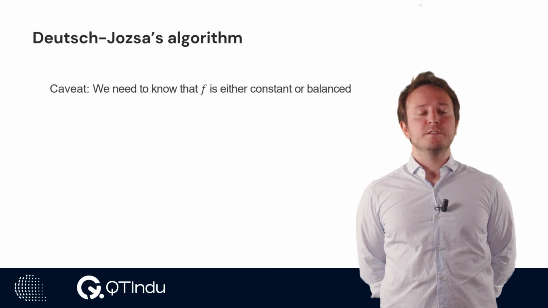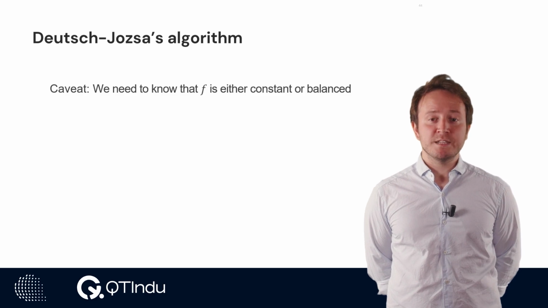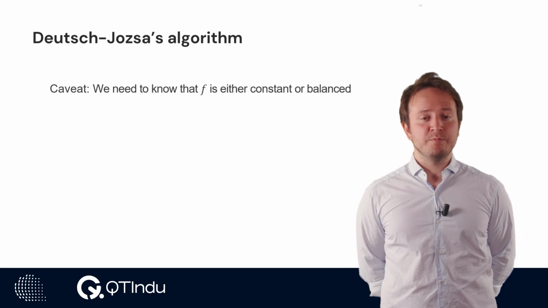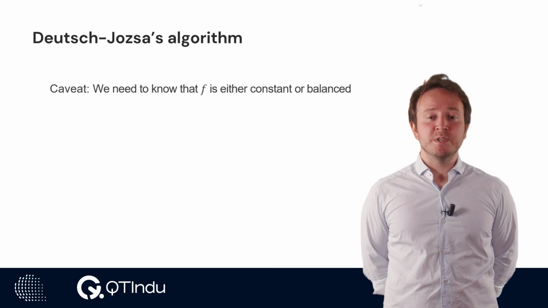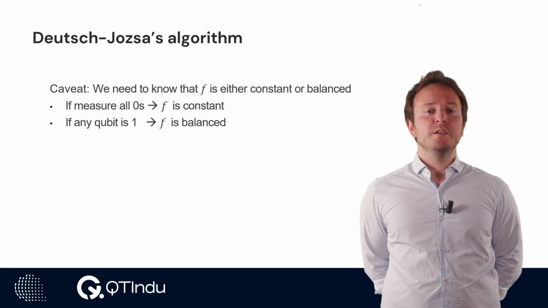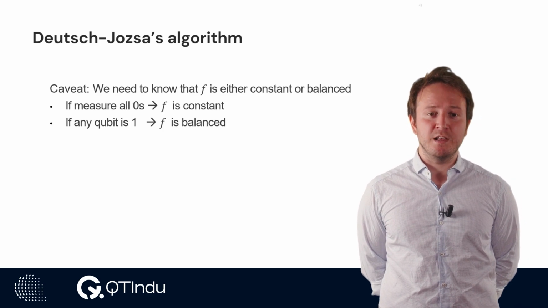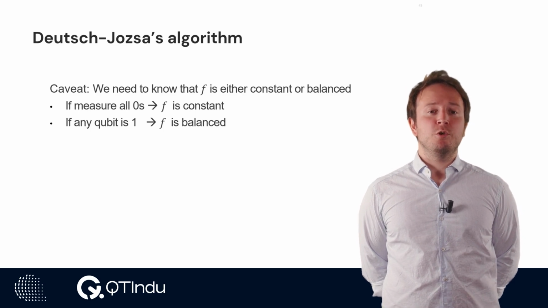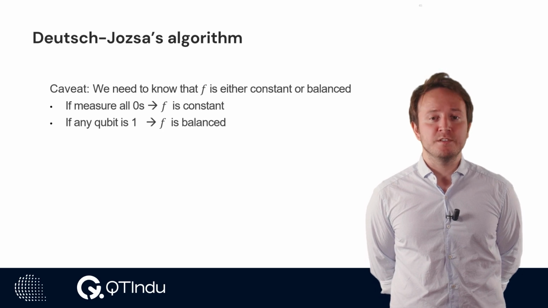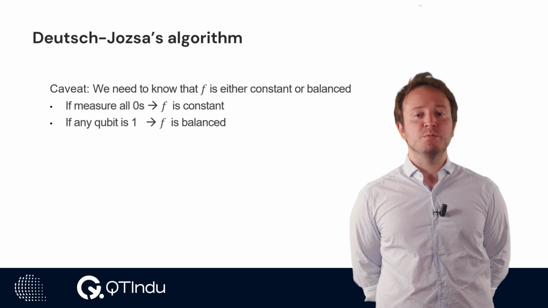Of course, there are some caveats here that one needs to be aware of. In particular, the function f of x needs to be either constant or balanced, and no other possibility can be allowed. So we need some insurance to begin with that this function is either constant or balanced. But if we are sure that the function cannot be anything else, then if we measure all the qubits as zeros, we can with certainty say that f is constant. While if you measure any qubit to be in the one state, then the function will be balanced.